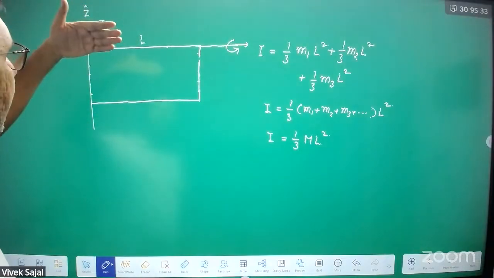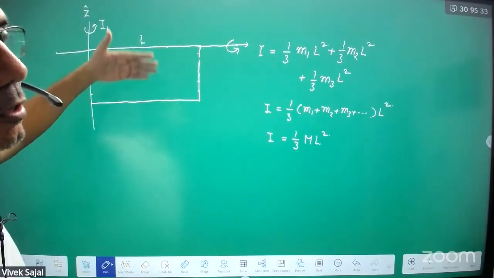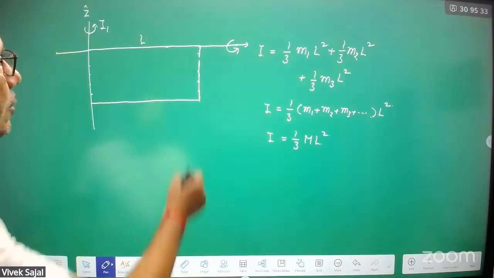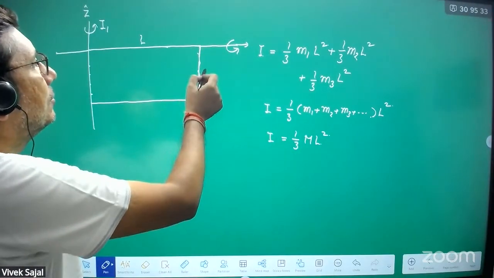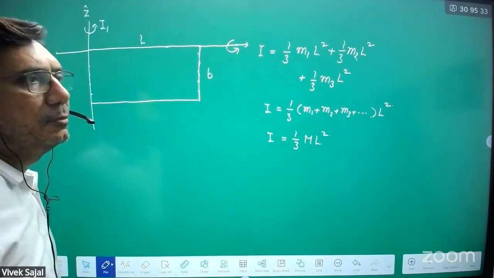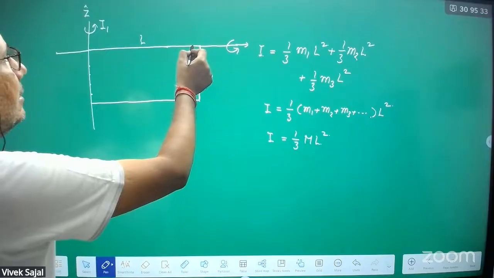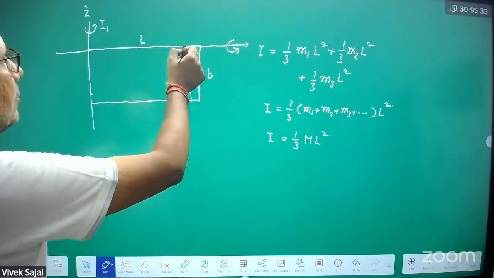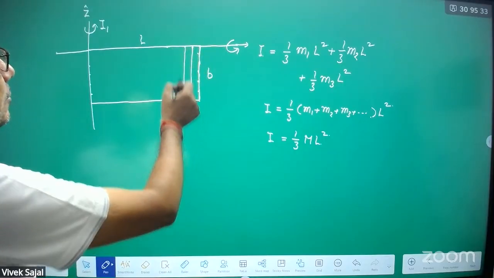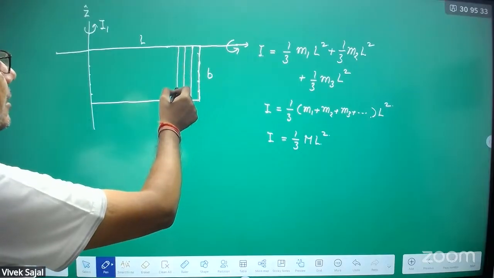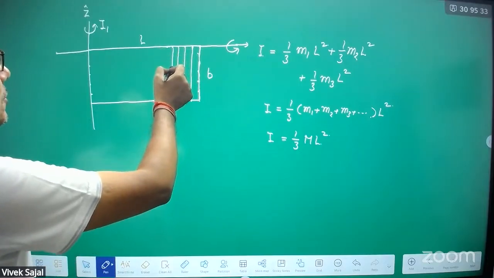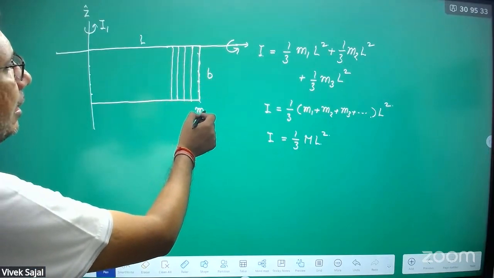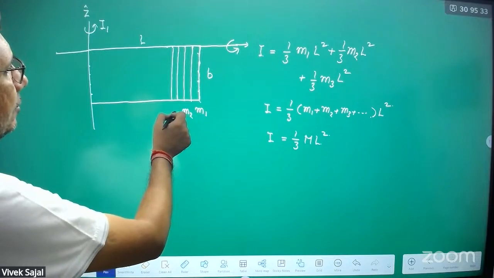So you are going to get a symmetrical structure. What will be formed, beta? A solid cylinder, a 3-dimensional structure. Suppose its breadth is B. I can again consider that this is made up of many rods whose length is B, with masses M1, M2, and you can continue like this.